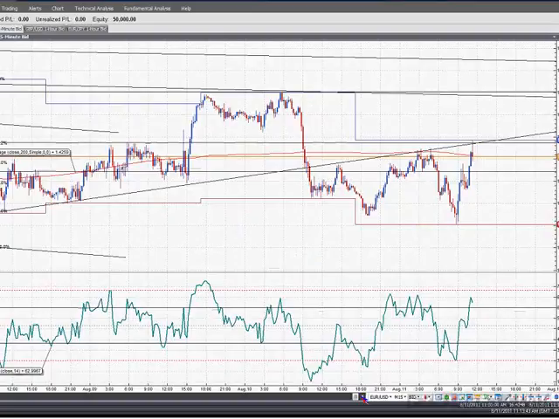What I was saying before is this completed an ABC kind of pattern, and we can expect some kind of pullback from here. If the market breaks below 1.4220, I would look for the market to come back to retest these lows here, 1.4120. But if it respects that level and continues higher, breaks above 1.43, I would look for it to go towards 1.44. All right, so that's the euro dollar.